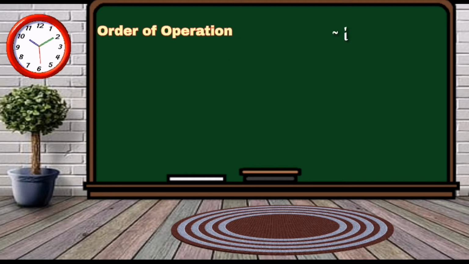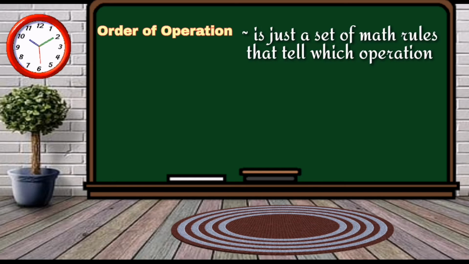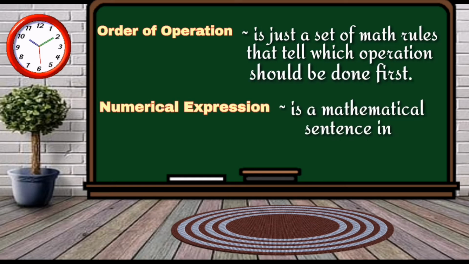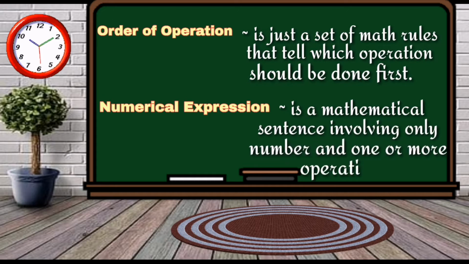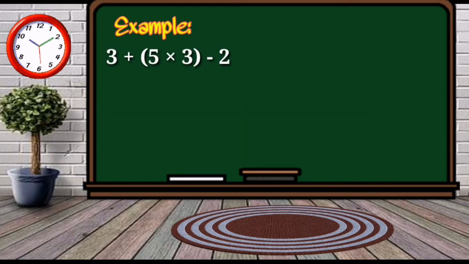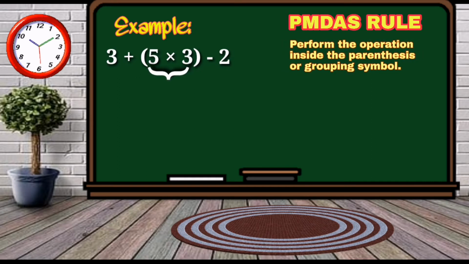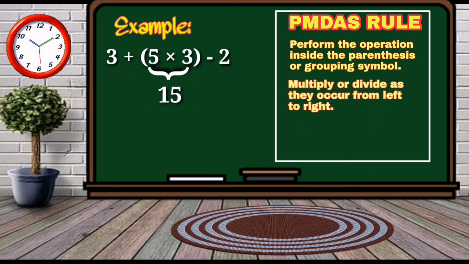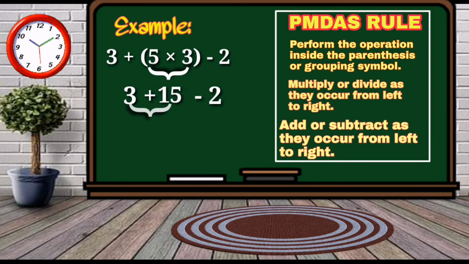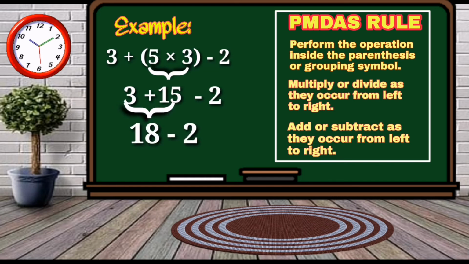Order of operations is just a set of math rules that tell which operation to do first. A numerical expression is a mathematical sentence involving only numbers and one or more operation symbols. And to answer this numerical expression, 3 plus (5 times 3) minus 2, we should follow the PEMDAS rule. First, do the operation inside the parentheses. Second, multiply or divide as they occur from left to right. And then third, add or subtract as they occur from left to right.